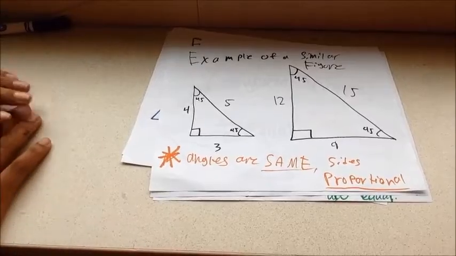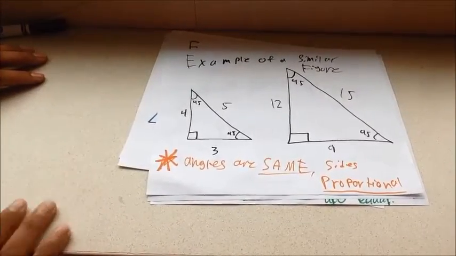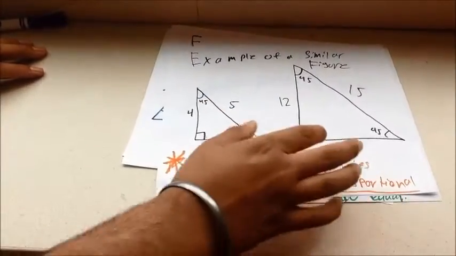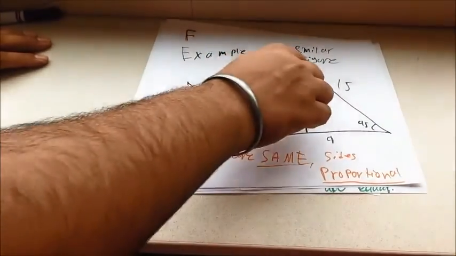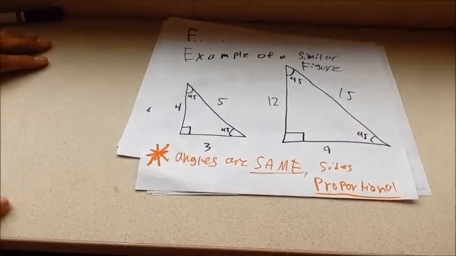Here's an example of a similar figure. As you can see, there's a dilation of 3 to 12, 3 to 9, and 5 to 15. Angles are always the same, as you can see again, 45, 45, 45, and 45, and 90.